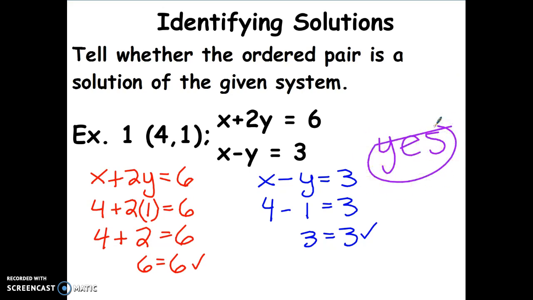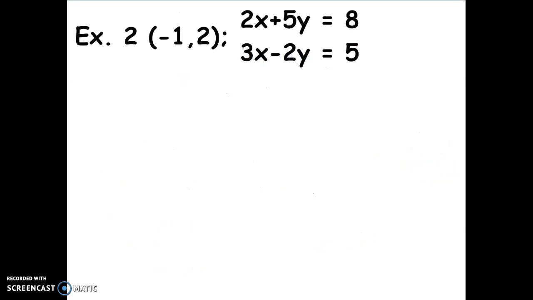All right, pause the video here if you need to finish writing down the work for this example. Press play when you're ready to move on to the next example. Example 2. All right, let's go ahead and write this down. Again, pause the video in order to write it down. Press play when you're ready.